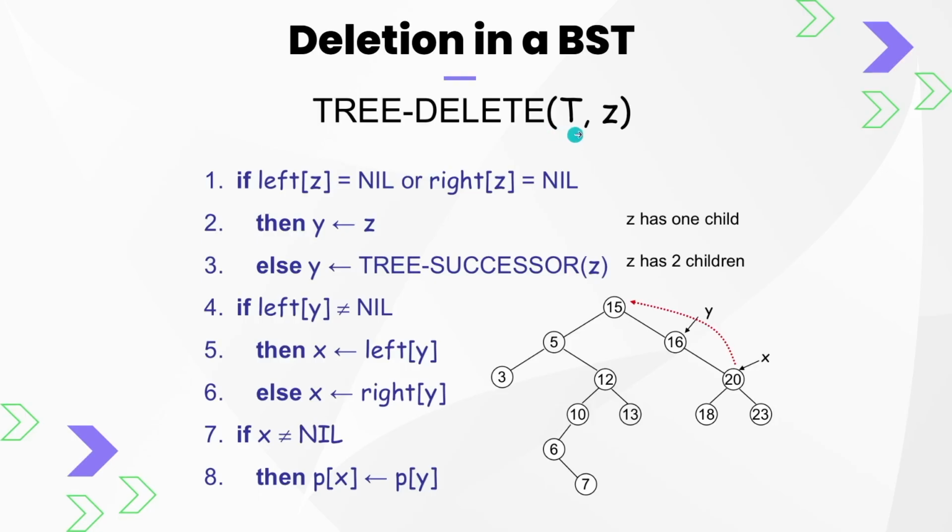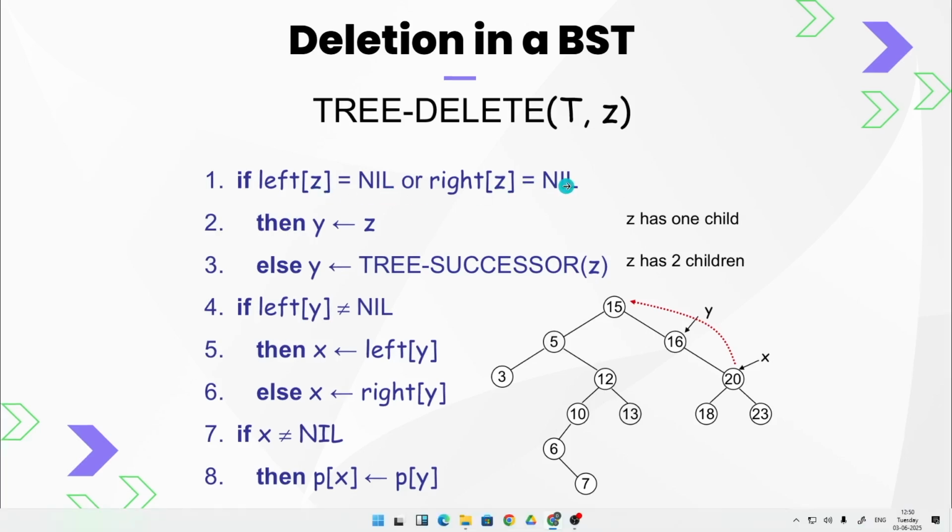Now, we look at the algorithm for doing deletion on a binary search tree. Here the algorithm takes two things into account. One is the tree and its root. So, the first one is the root node of the tree and the other one is the element to be deleted. Imagine Z is the node to be deleted.